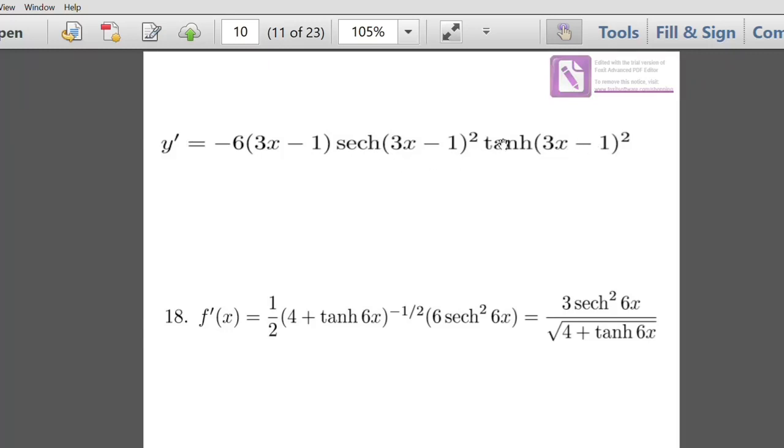So these two come from the derivative of hyperbolic sec with the negative sign. This 6 multiplied by (3x minus 1) is the derivative of (3x minus 1) all squared. So 2 multiplied by (3x minus 1) multiplied by the derivative of 3x, which is 3. So that's why here we have minus 6.